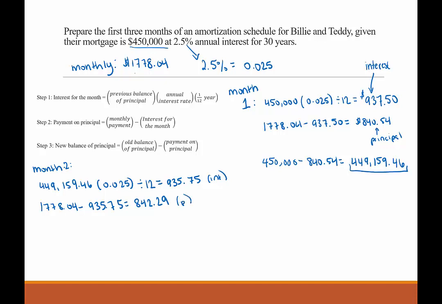Now we're going to calculate the new balance of the principal. We're going to take that old balance, the previous balance, which was right here in step 1, $449,159.46, and subtract the principal we paid this month, $842.29. And now the new principal is $448,317.17. So that's the new principal overall for the mortgage.